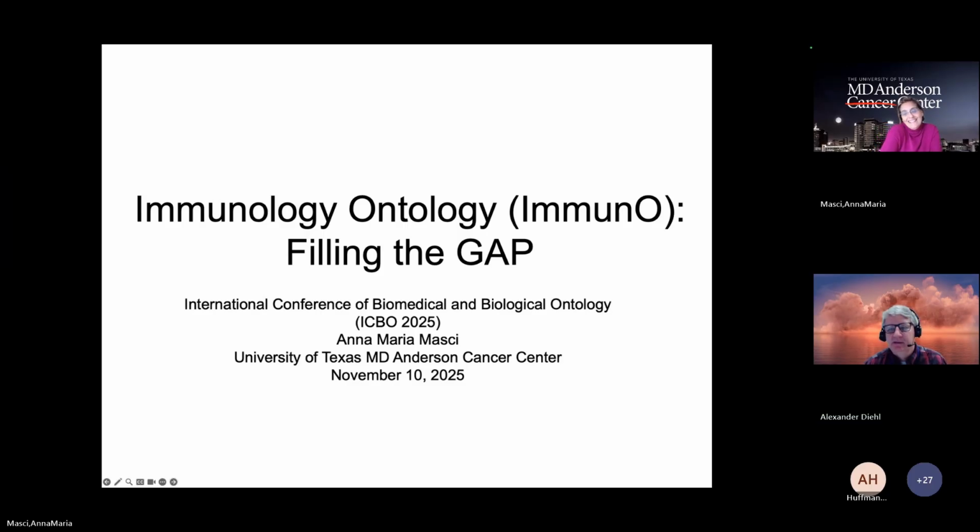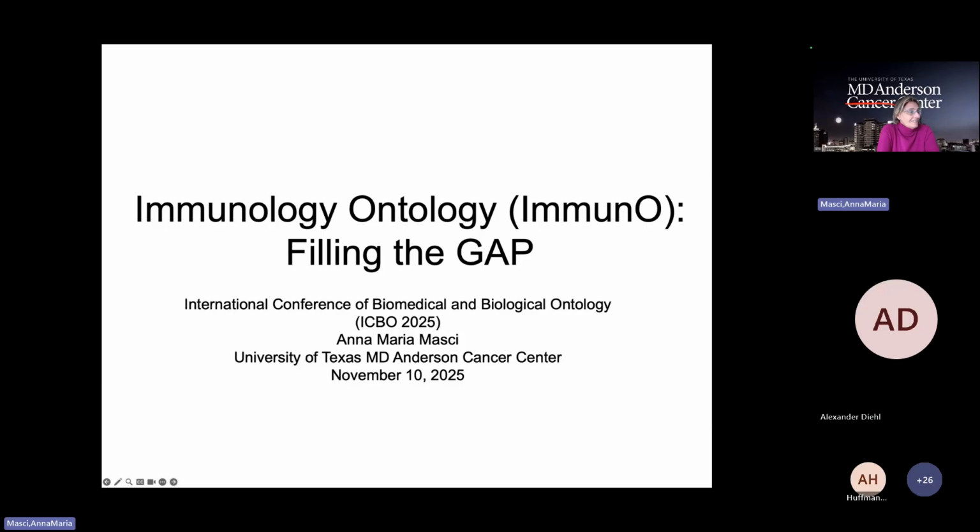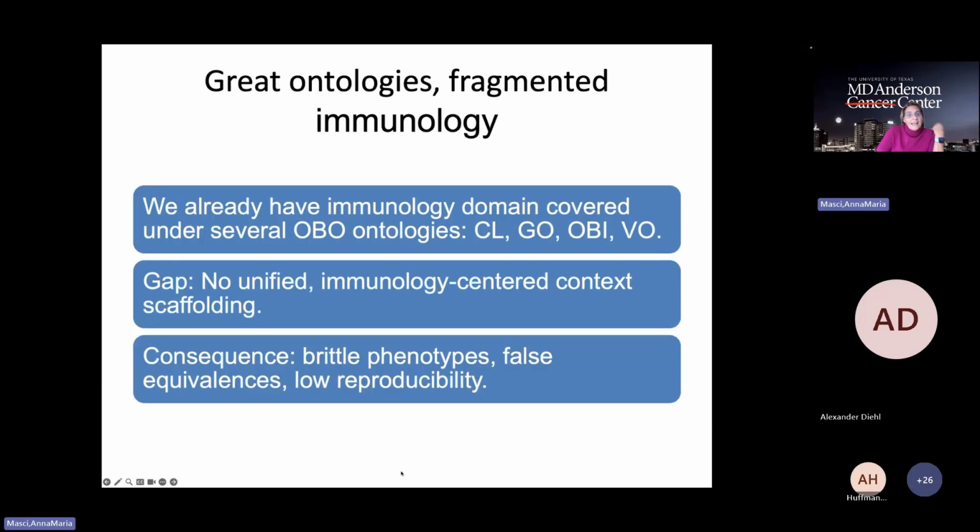Thank you. Today is really the introduction of this effort that we are starting, to develop an immunology ontology. As you said, the title is trying to fill in the gap. Most of you would ask, why an immunology ontology? We already have ontologies, particularly OBO ontologies, that cover immunology. We have CL, Gene Ontology, OBI, VO. Some of them already cover a big part of immunology.